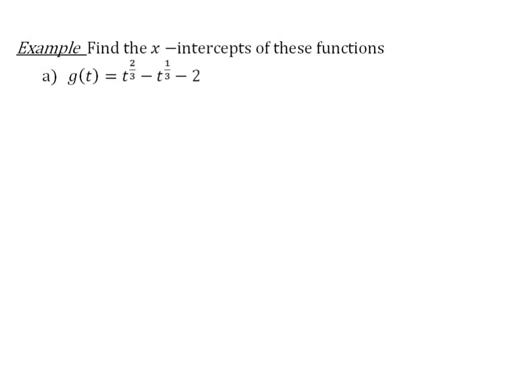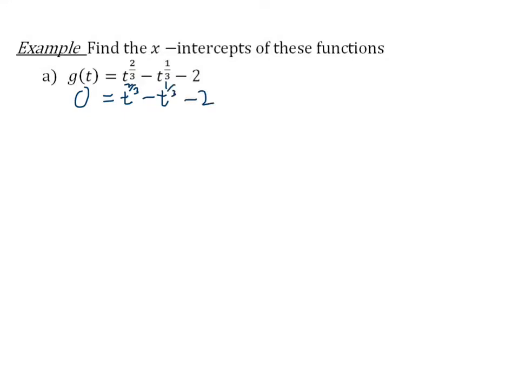Here's one that has some fractional exponents, and we want to find the x-intercepts, or I guess in this case the t-intercepts. So to find that, what we need to do is set this equal to 0. The x-intercepts happen when y is 0, or in this case when g of t is 0. So it really comes down to the same thing.